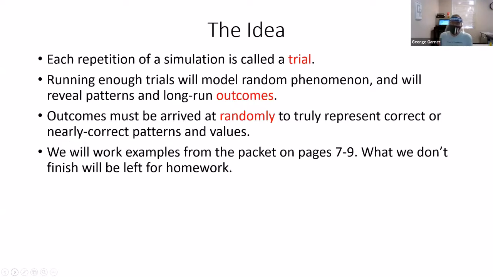So just some quick terminology. Each repetition of a simulation is a trial. So you may have to do 10 trials. When you get a result from a trial, it's called an outcome. And we're looking for a long-term outcome in most cases, or some kind of an estimate of it. And we're going to do this randomly.